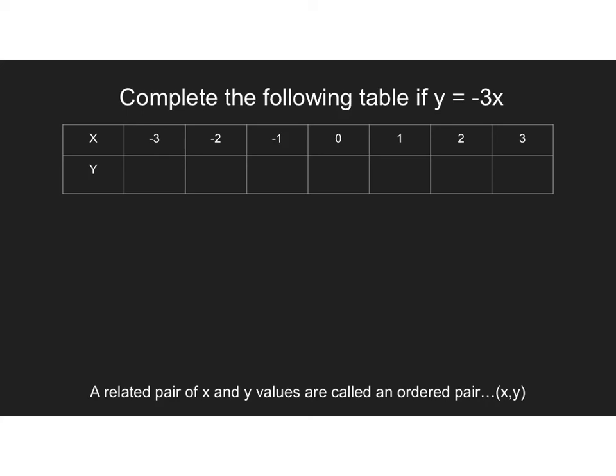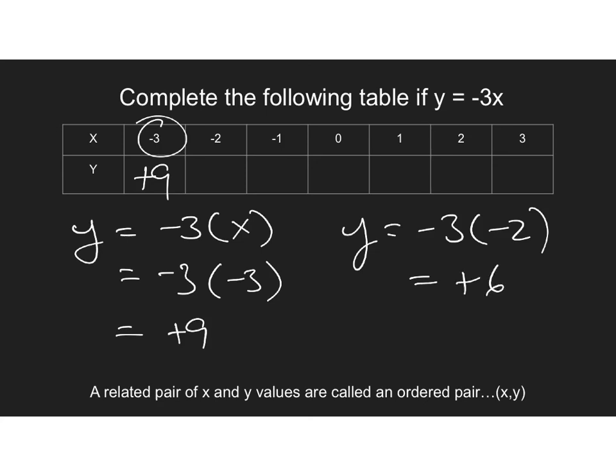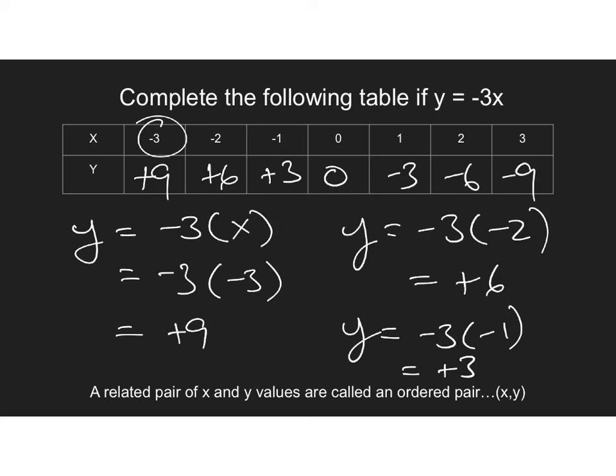Last example here, y is equal to negative 3 times x. That's our expression. So you plug in your x values. The first one that we're choosing is negative 3. So negative 3 times negative 3 is positive 9. Y is equal to negative 3 times negative 2 is our next one. So that's positive 6. Y is equal to negative 3 times negative 1. That's our next one. That's positive 3. And you can start to see what happens here. That's going to be 0. That's going to be negative 3, negative 6, negative 9.